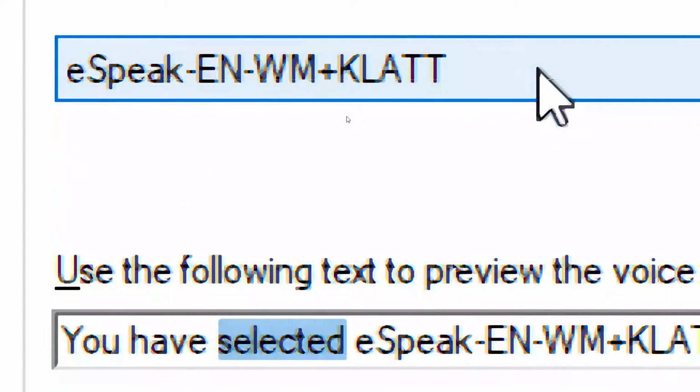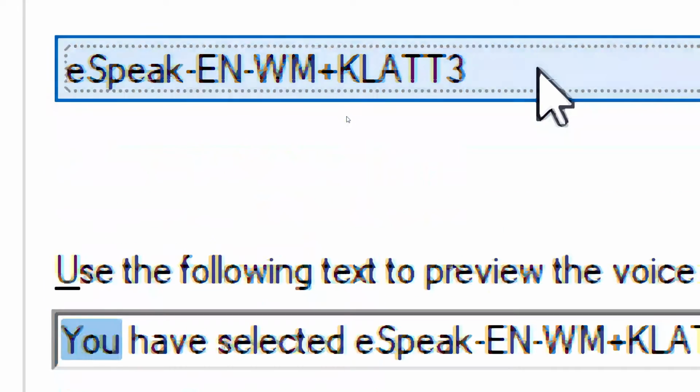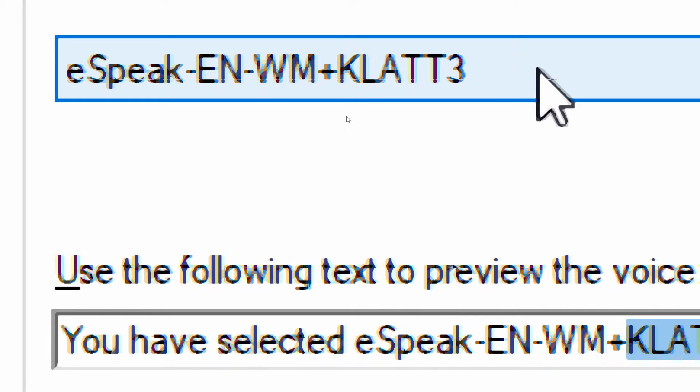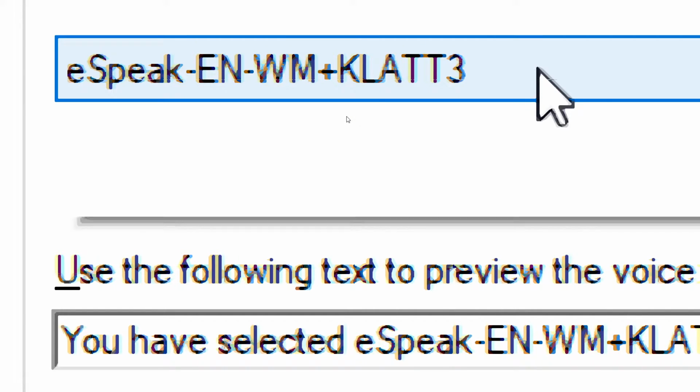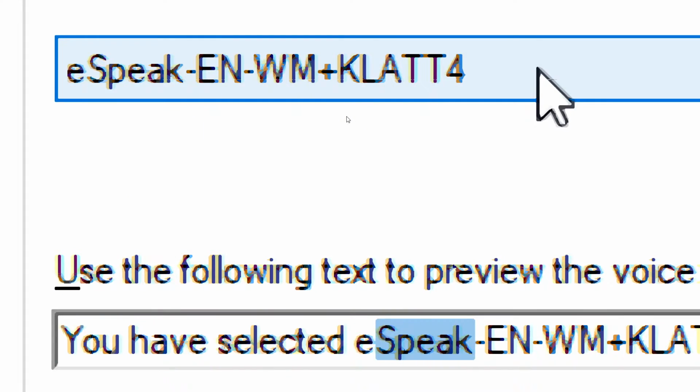You have selected eSpeak ENWM plus CLAT as the computer's default voice. You have selected eSpeak ENWM plus CLAT 2 as the computer's default voice. You have selected eSpeak ENWM plus CLAT 3 as the computer's default voice. You have selected eSpeak ENWM plus CLAT 4 as the computer's default voice. You have selected eSpeak ENWM plus M1 as the computer's default voice.